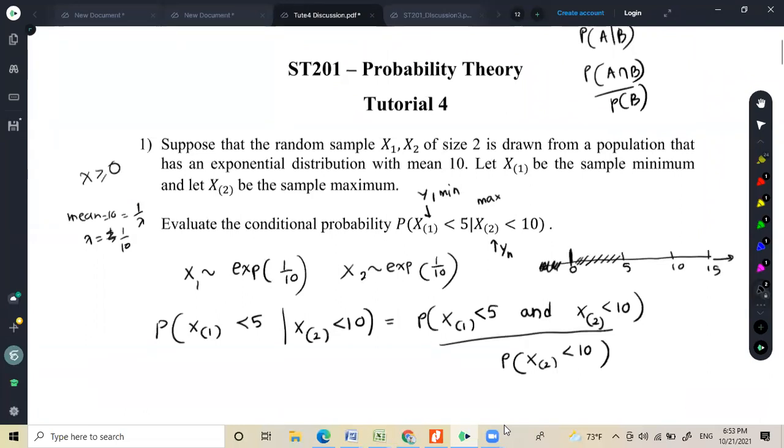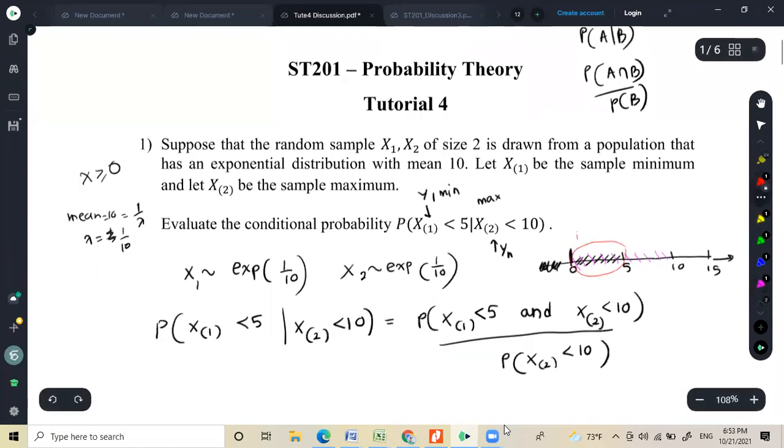And then you have X2 less than 10. So what is the area for less than 10? Here's the area for less than 10. And what is the intersection? Intersection is where you see both colors. So the probability that both X1 less than 5 and X2 less than 10, that area is simply X less than 5. Can you understand that? This is the overlapping area. Intersection is the overlapping area.